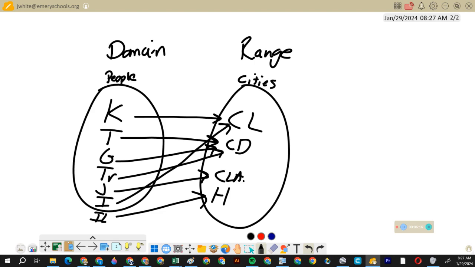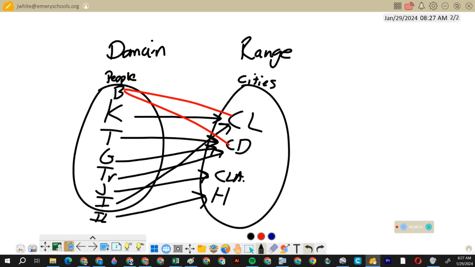No person can live in two cities, which means nobody on the left side in the domain can be linked to two places in the range. So let's say that we had another person. His name was Bob. And let's say that Bob lived in Castledale half the time and lived in Cleveland half the time. So I would connect Bob to Castledale and to Cleveland. This would stop being a function. Okay, in a function, no person lives in two cities.